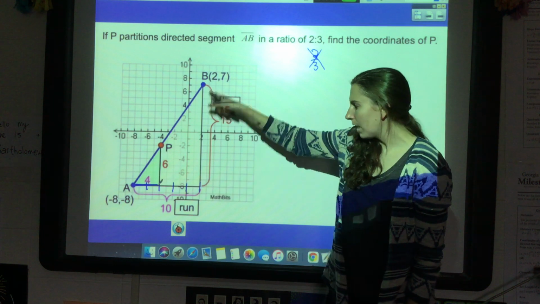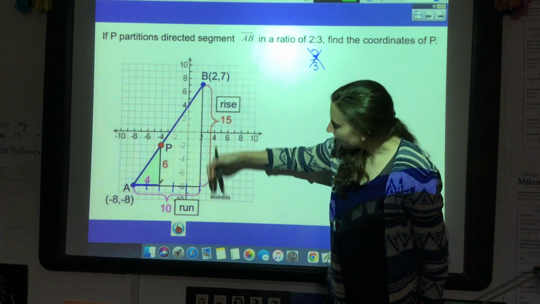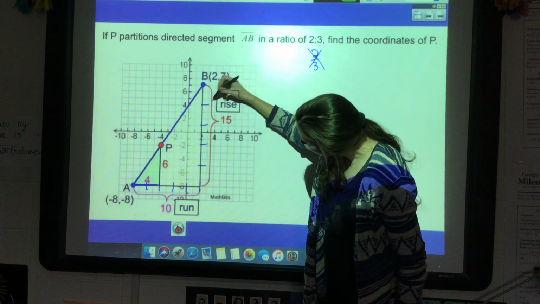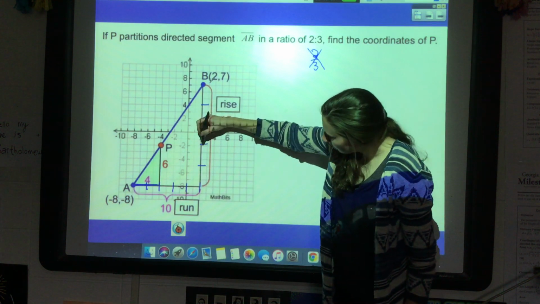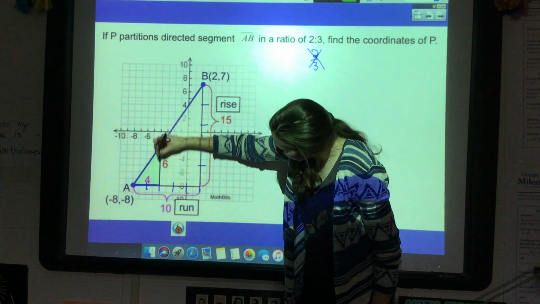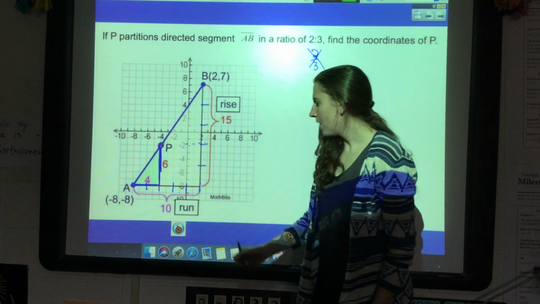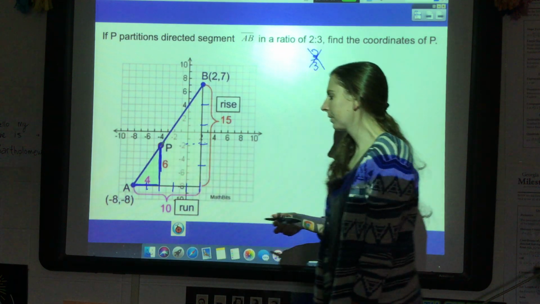And then if we look at the rise, or the y values, if I cut 15 into 5 pieces, 1, 2, 3, 4, 5, again, I want 2 parts to 3 parts, so right here is where my y value should go. And so that is my answer. Point P would be at -4, -2.